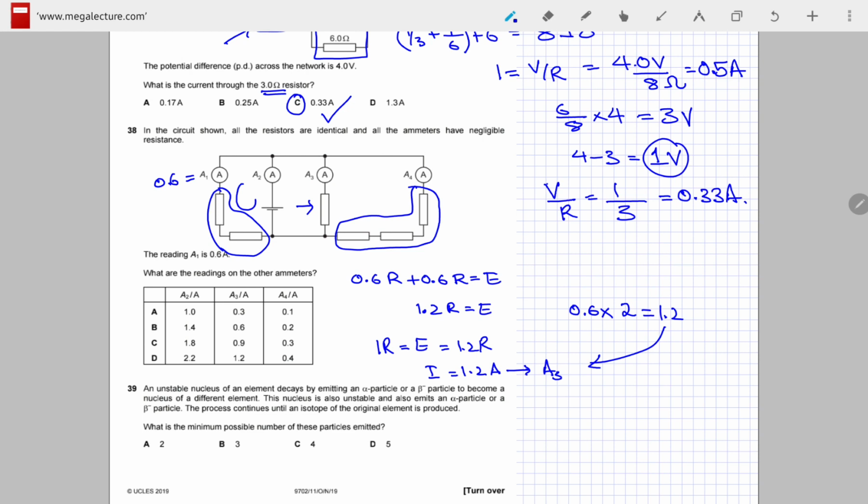The reading on A4 would then be 1/3 of the reading on A3. 1/3 of 1.2 is 0.4 amperes. So the total current in this circuit is 0.6 plus 1.2 plus 0.4, which turns out to be 2.2 amperes. So the correct answer to this question is option D. A2 is 2.2, A3 is 1.2, and A4 is 0.4.